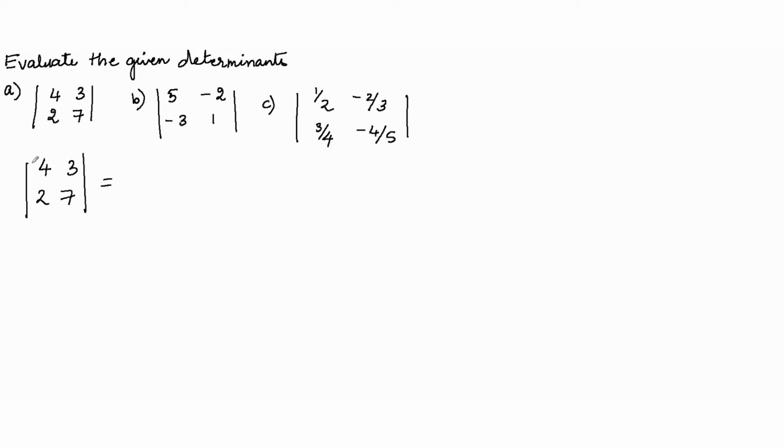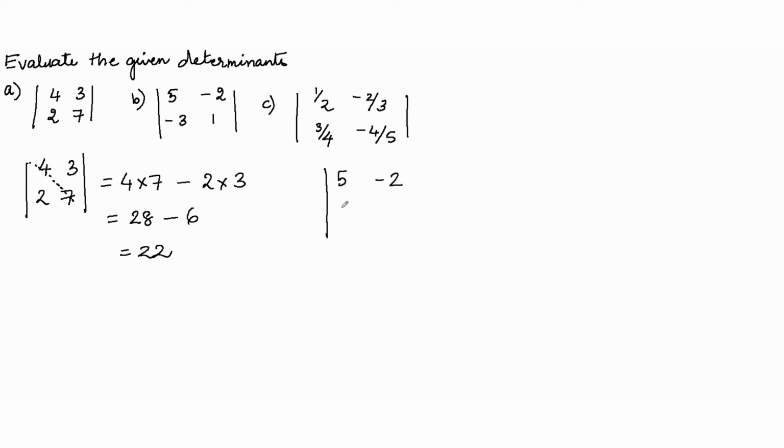So let's multiply the elements along the leading diagonal. So 4 into 7 and the other diagonal is 2 into 3, and you subtract. So 4 7s are 28 and 2 3s are 6. So 28 minus 6 is 22. This is the first determinant. Let's take the second determinant.